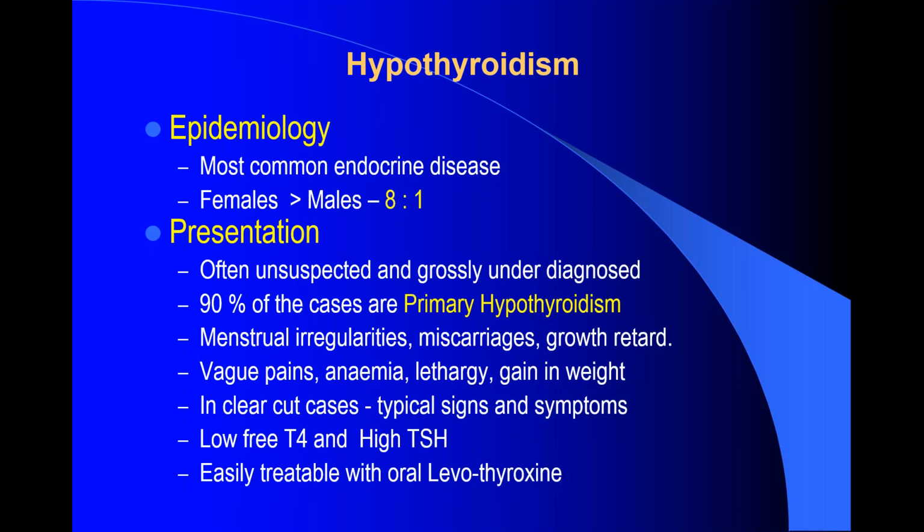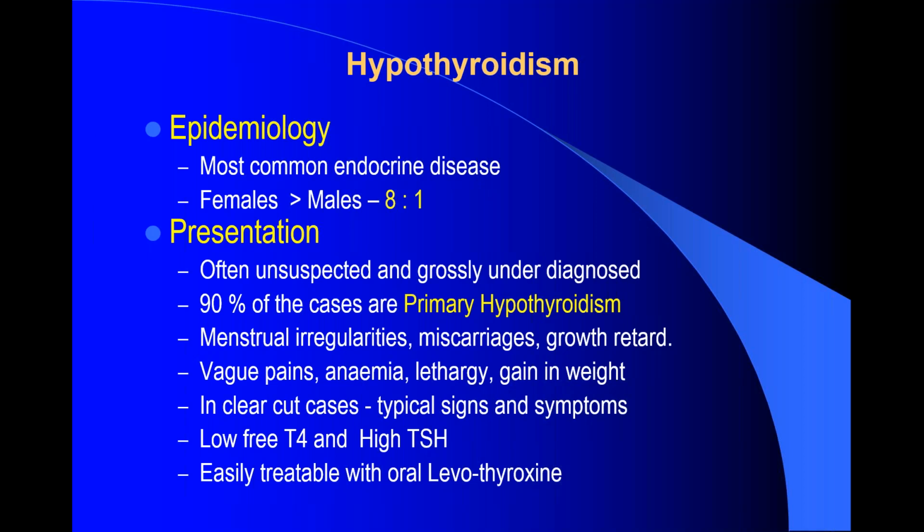This can present with menstrual irregularities, miscarriages, growth retardation, vague aches and pains, anemia, lethargy, and weight gain. In clear-cut cases you can have typical signs and symptoms. Sometimes the situation is so vague that it remains undiagnosed for years. You must have heard sometimes that if a patient has low activity, people ask, hypothyroid hai kya? So this is one of the symptoms.